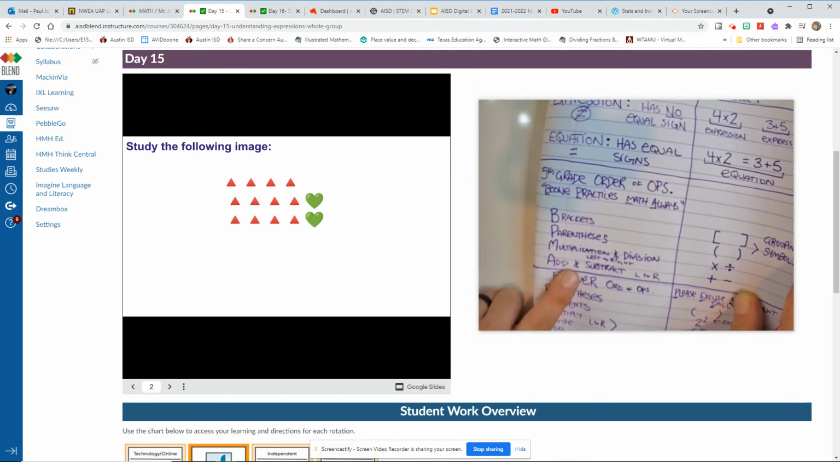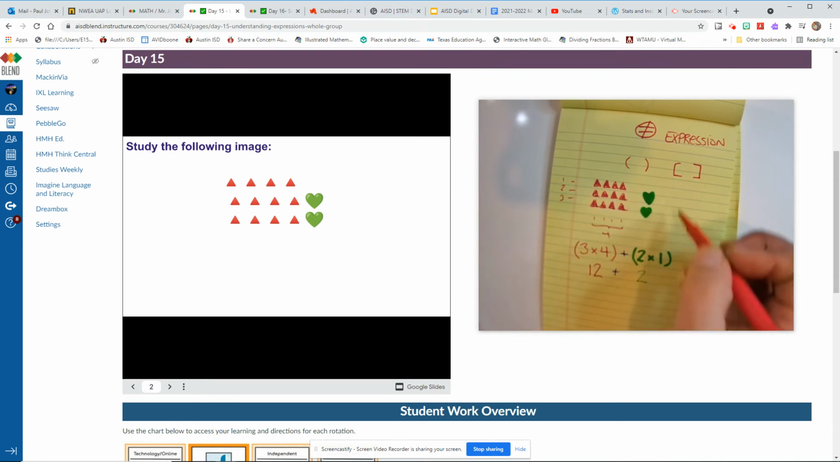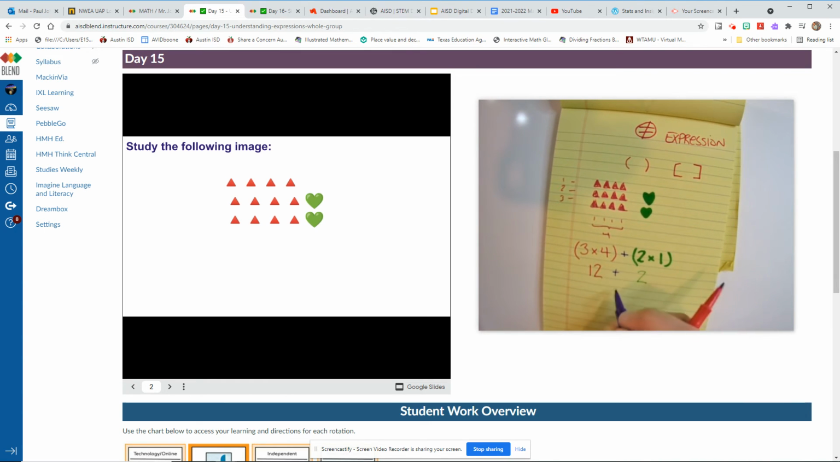Next thing that we have to do is look, do we have any multiplication and division? Because we have to do that before we do any addition or subtraction. So 3 times 4 is 12. And then the answer to 2 times 1 is 2. So if I'm finding the sum for all of these together, I could put together the 3 groups of 4, which is 12, plus 2 gives me 14.